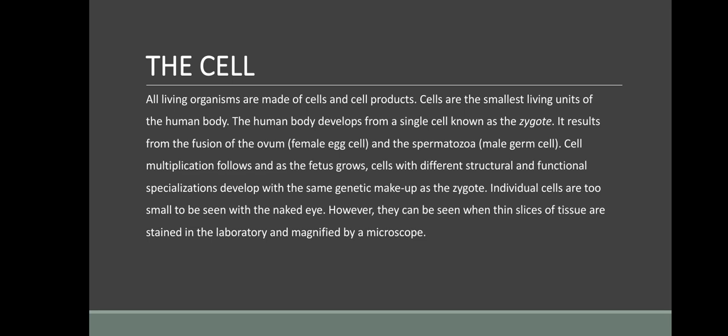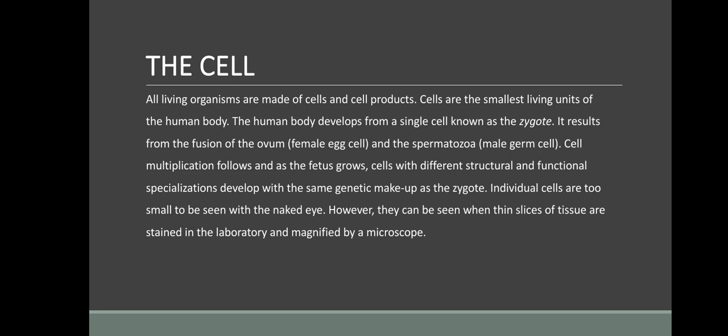All living things are made of cells and cell products. Cells are the smallest living units of the human body. The human body develops from a single cell known as the zygote. It results from the fusion of the ovum, the female egg cell, and the spermatozoa, male germ cell. Cell multiplication follows, and as the fetus grows, cells with different structural and functional specializations develop with the same genetic makeup as the zygote.